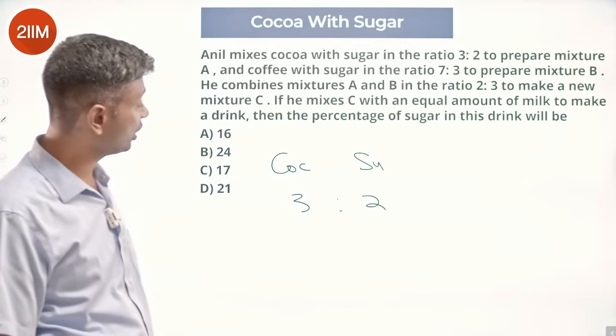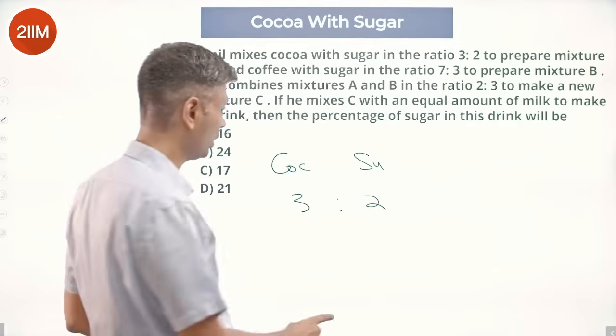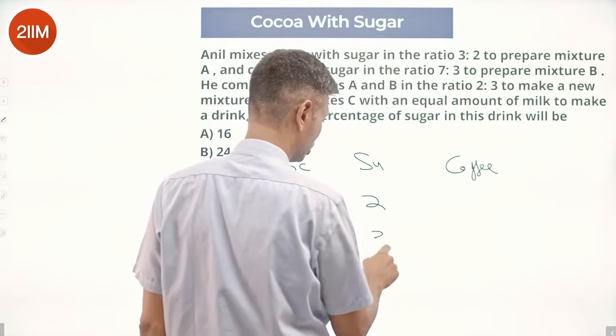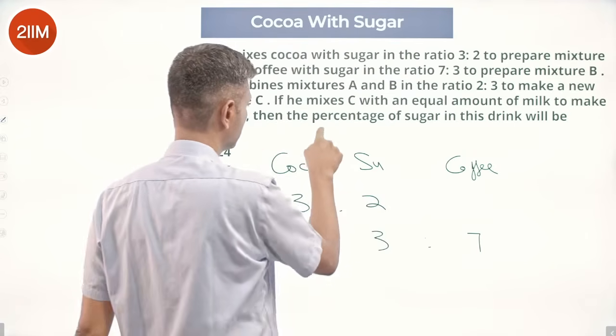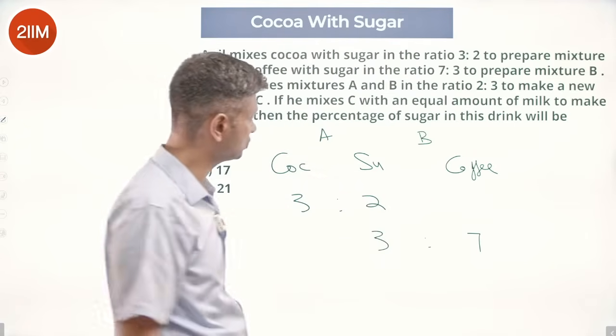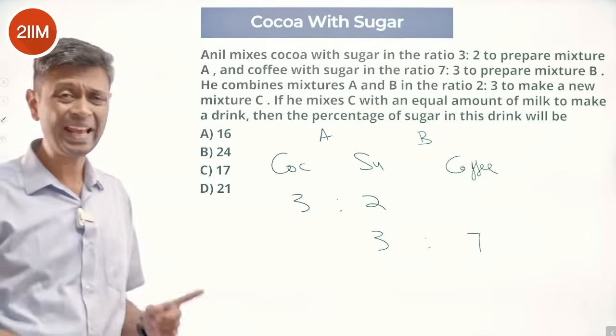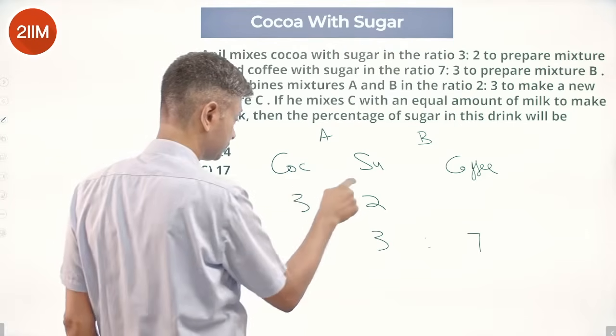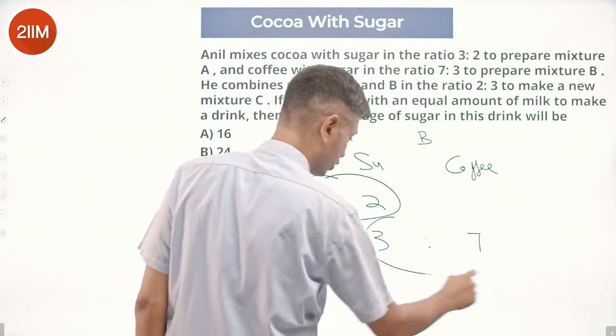and coffee with sugar in the ratio 7:3. So sugar and coffee 7:3. So 3:7. This is mixture A, this is mixture B. Right. He combines mixtures A and B in the ratio 2:3. So the total number of units here is 5. Total number of units here is 10.